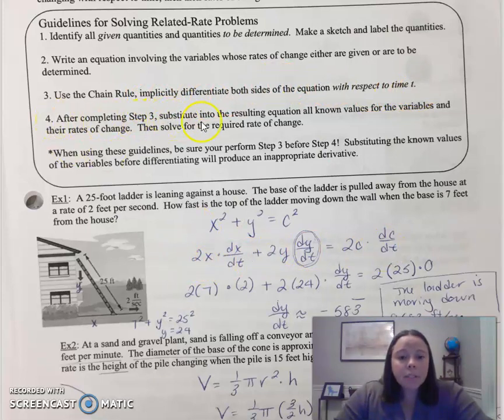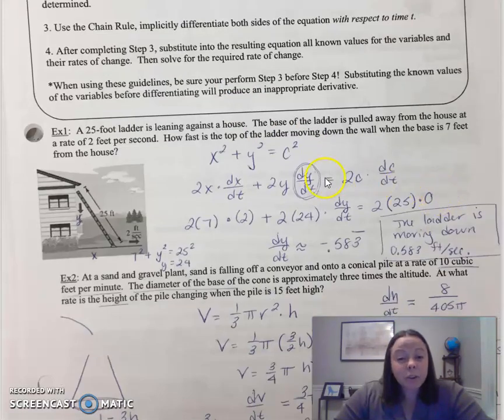After completing step 3, substitute. Here's where you substitute and you hope that you only have one variable left and it's the variable you're trying to solve for. So that's what we did in this step. And then after that, you got your answers. So when using these guys, be sure to perform step 3 before step 4. So yes, this is very important.